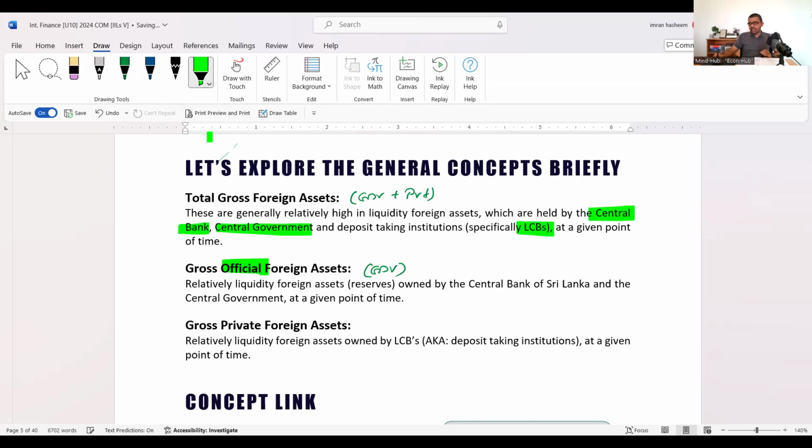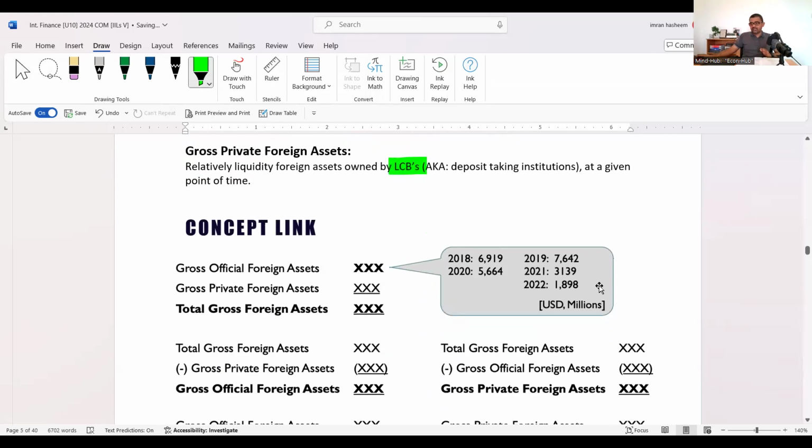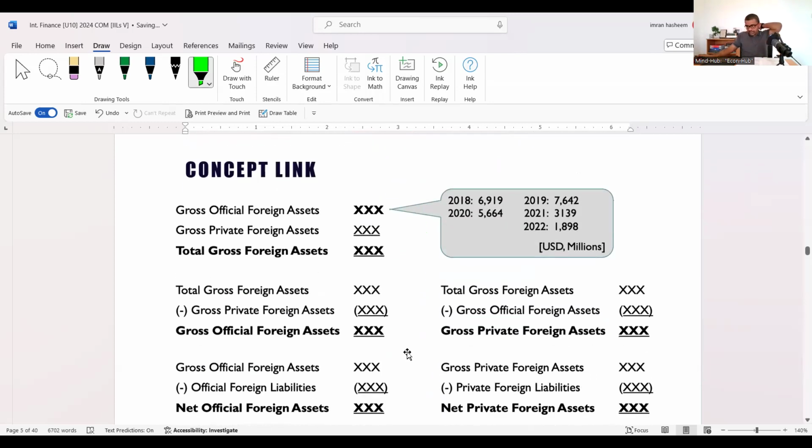Again, gross, so including liabilities. Liquid foreign assets, where is this? Central Bank of Sri Lanka and the central government only. Private, only LCBs. Are we clear? All gross. Right. Then the concept links are very easy. Some of the values I have given for you to go through, right? And I want you to see how the reserves have continuously declined. 2018 to 19, there's an increase. After that, continuous decline to very low values, right?